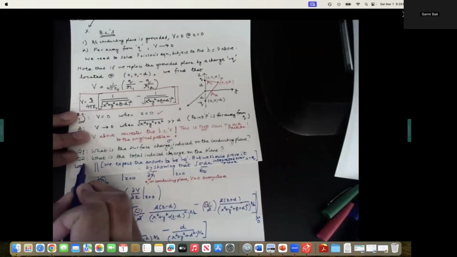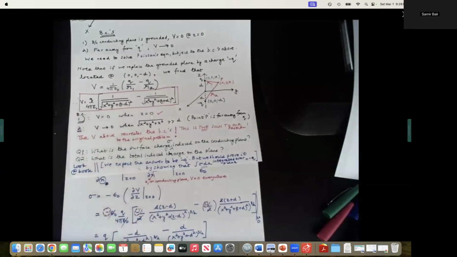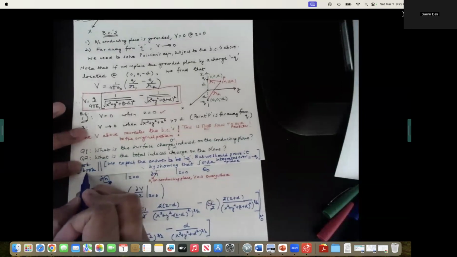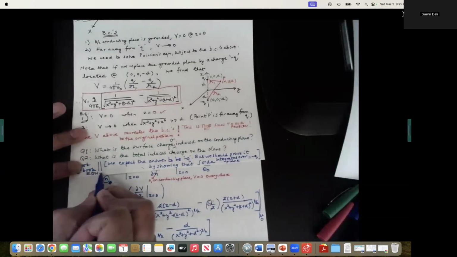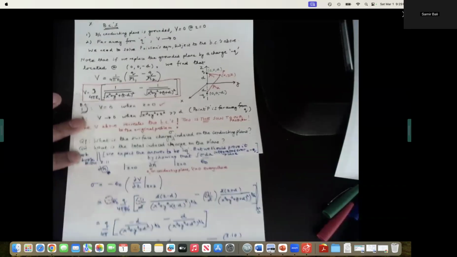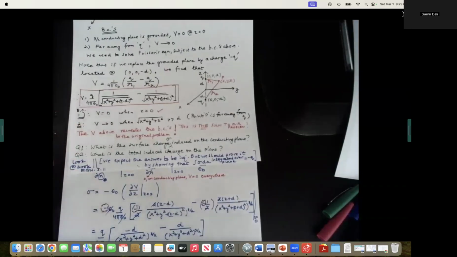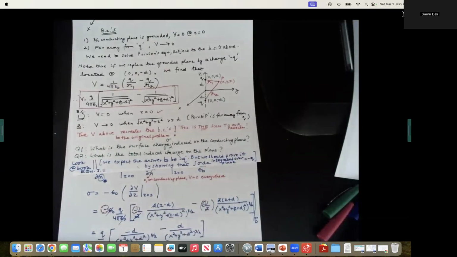Okay, look at the book. In fact, that's equation 3.11. Okay, and you can see how that's done. All right. So that's the method of images.